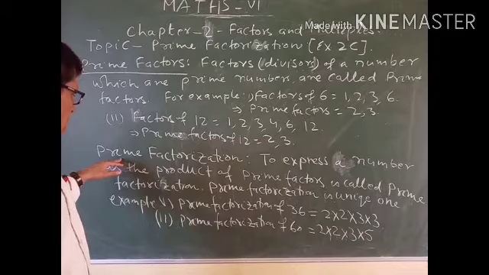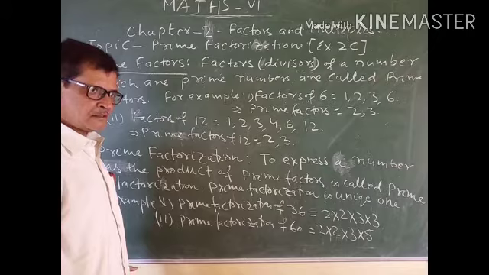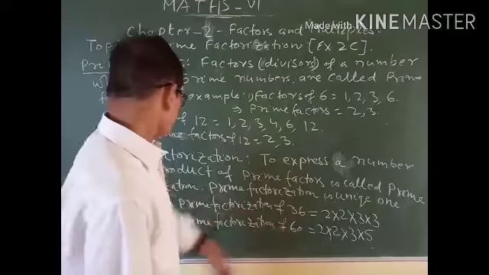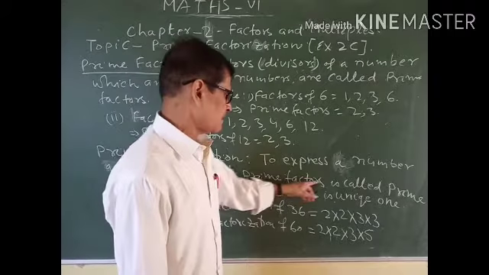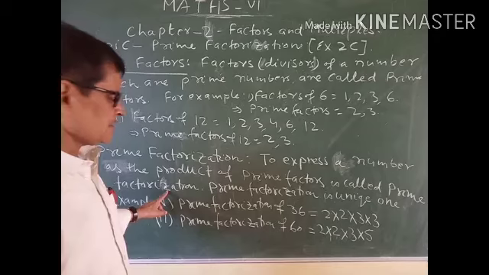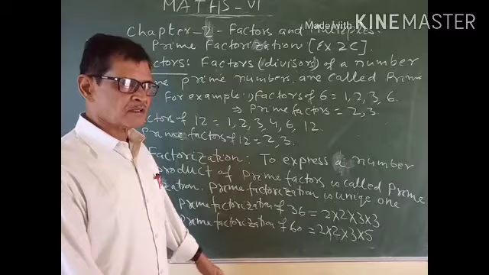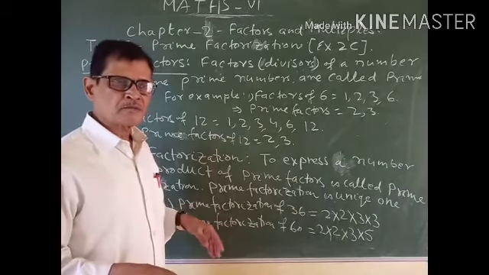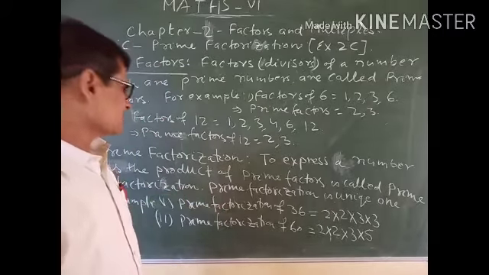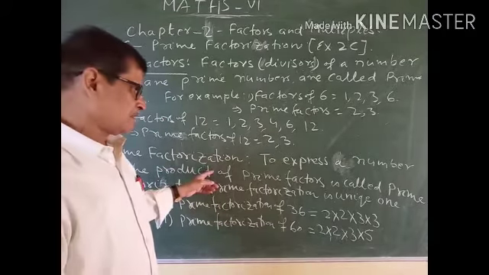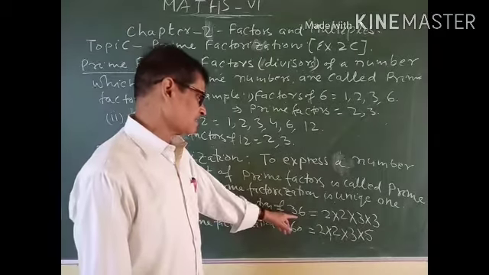Now come to the question, what is prime factorization? To express a number as the product of prime factors is called prime factorization. It means if you express the given number as a product of prime factors, then this representation is called prime factorization. For example, prime factorization of 36.